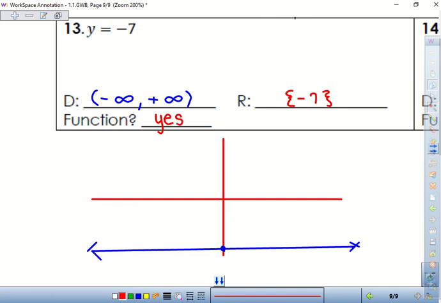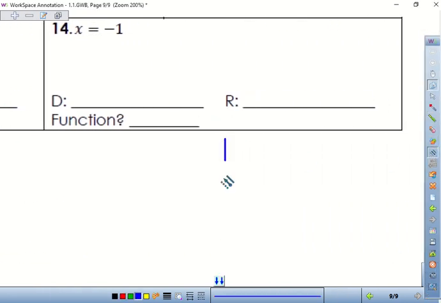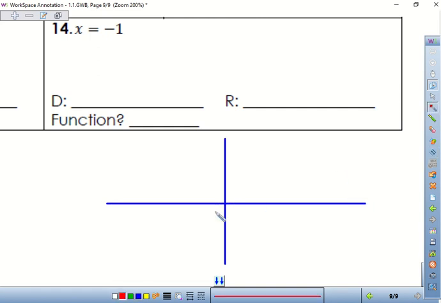There we go. So you probably have a guess on what the next one is. What do you think? It's a vertical line. So if we think of what happens here, you're going to take that x value of -1, put a point down, and then you just draw a vertical line through it because every single point on that line has an x coordinate of -1. Wouldn't you agree? Okay.